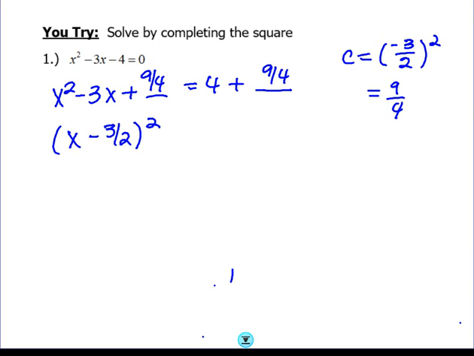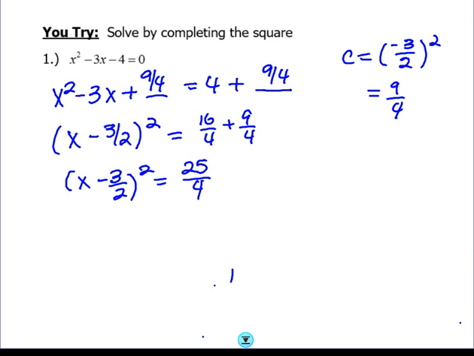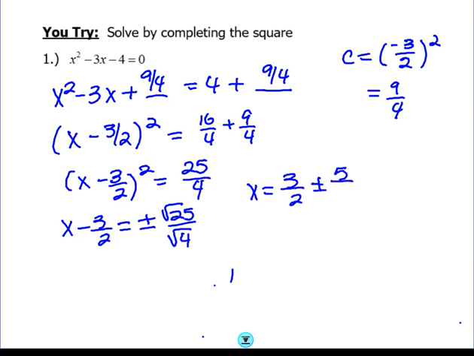That's always half of b. All right, and if I add this, I'm going to get 16/4 plus 9/4. So x minus 3/2 squared equals 25/4. Square root both sides. So I get plus or minus the square root of 25 over the square root of 4. So x is equal to 3/2 plus or minus 5/2.